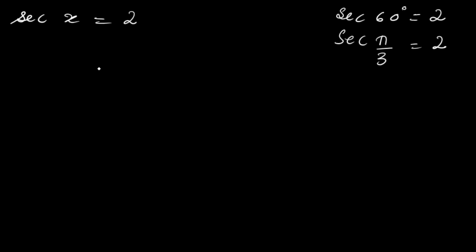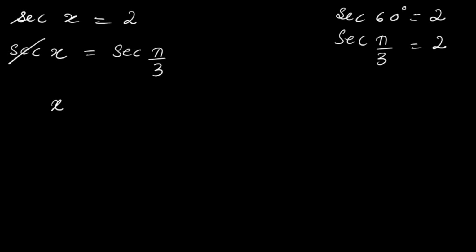So pi by 3 is equal to 2. Again, on both sides I can write the same trigonometric function, so that angle I can compare and find the principal solution. So secant x I can write as equal to secant pi by 3. From here I will get the value of x.